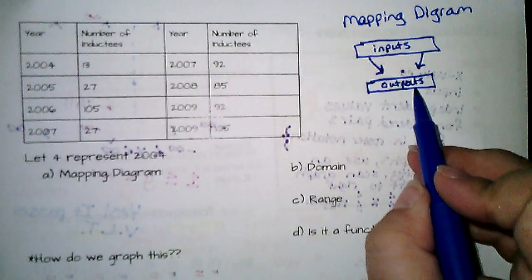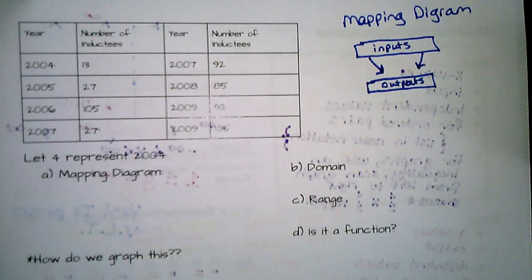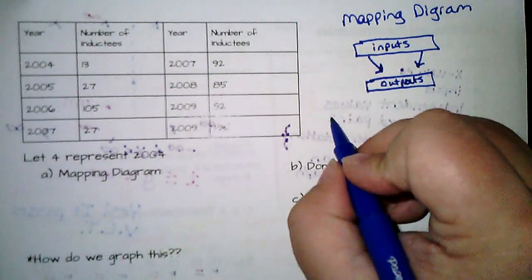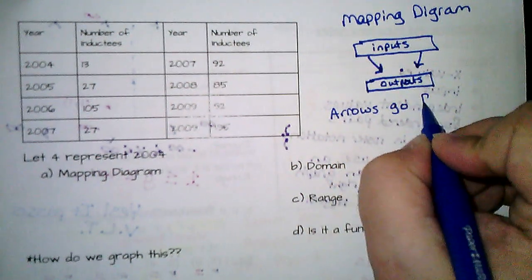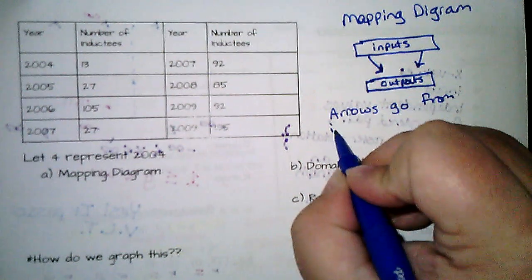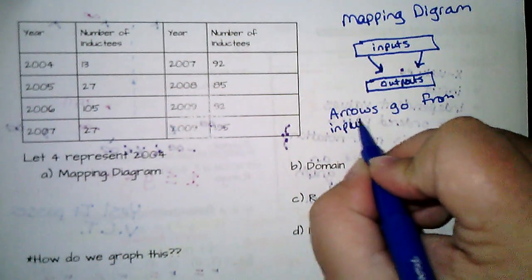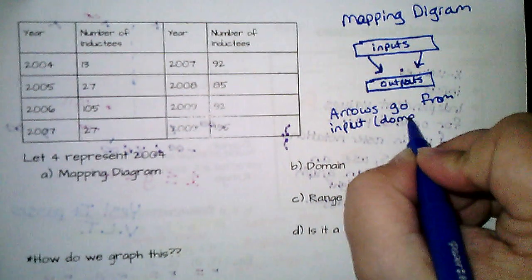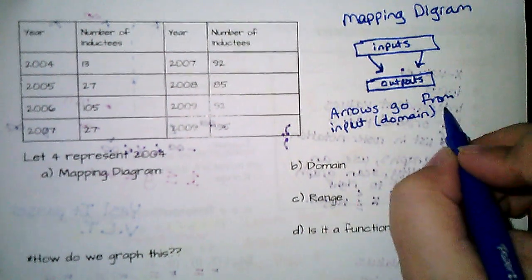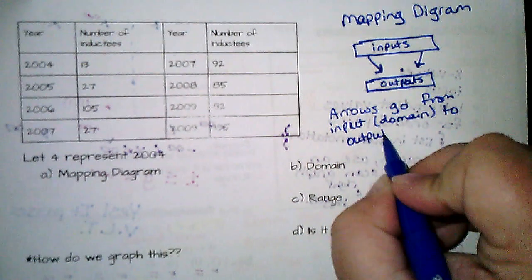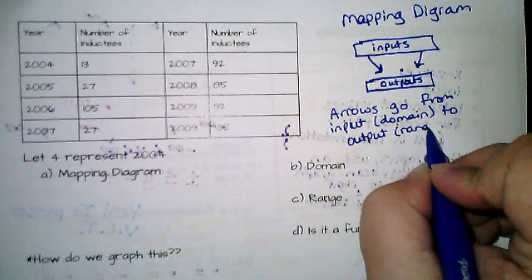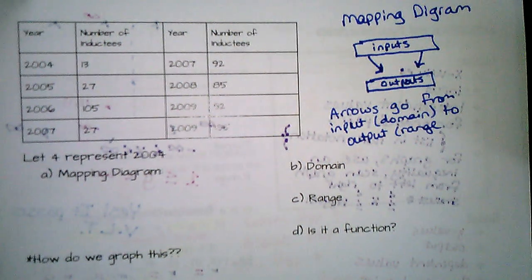Outputs. Sorry, didn't spell very well. Okay. And our arrows go from the input, which is the domain, and then it points to its own output in the range. Okay, so what do you mean by that, Mrs. Black? Well, let me show you.